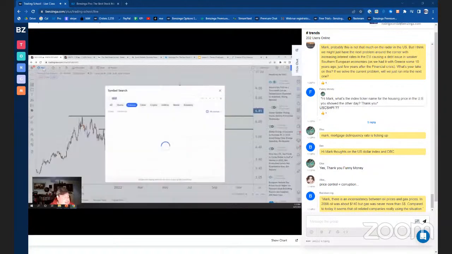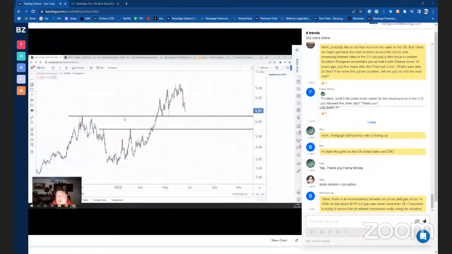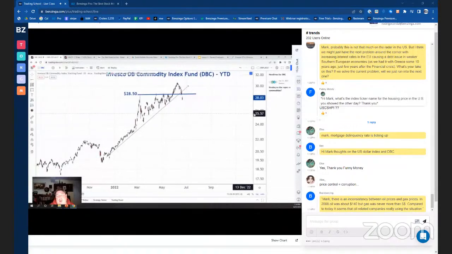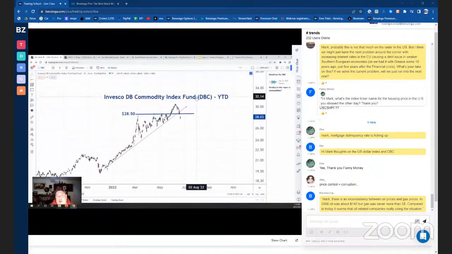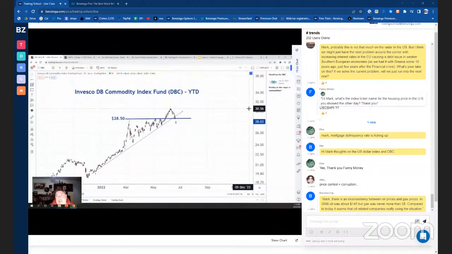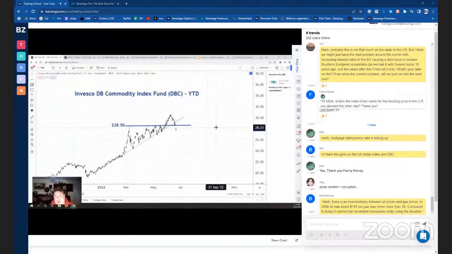The dollar index and DBC, I would probably get out of. I think DBC is a good longer term hold here, and I think some of you guys probably still have some profits in it. But if oil and copper really start to fall down, this is going to keep going.